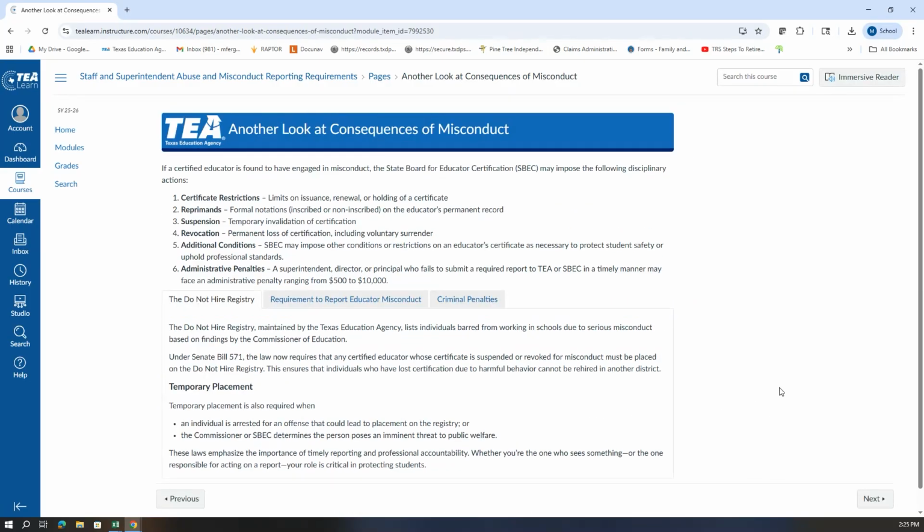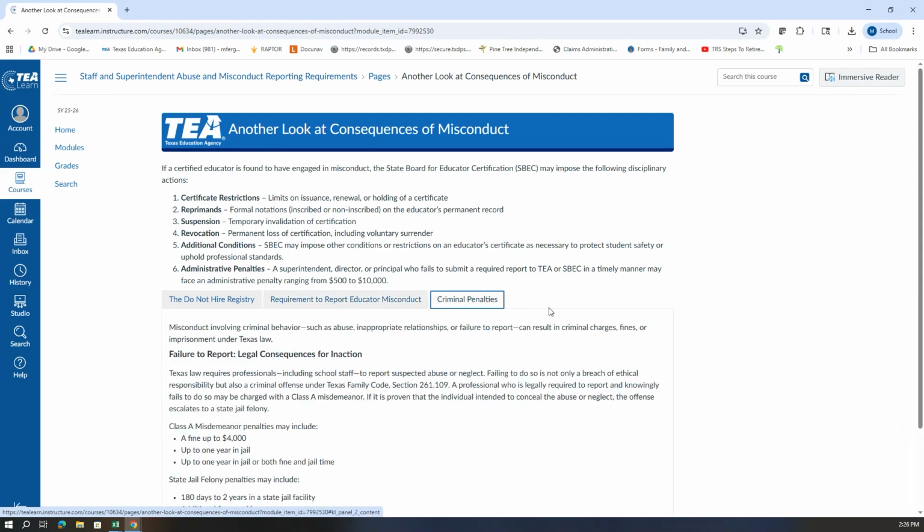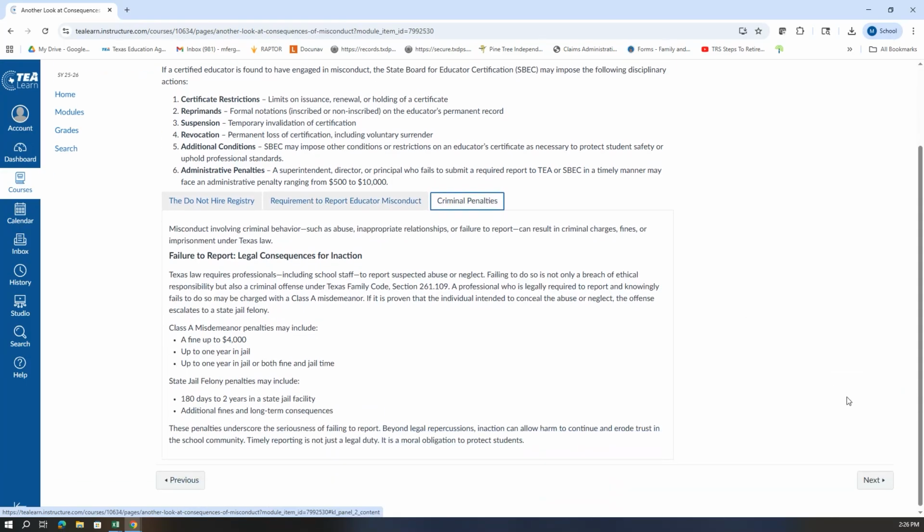These are consequences of employee misconduct: certification restrictions, reprimands, suspension of their certification, revocation of their certification, and additional conditions. SBEC may impose other conditions or restrictions on an educator's certificate as necessary to protect student safety or uphold professional standards, or administrative penalties ranging from $500 to $10,000. The Do Not Hire registry is in place. There's a requirement for the superintendent or principal to submit reports, and criminal penalties for failure to report misconduct.